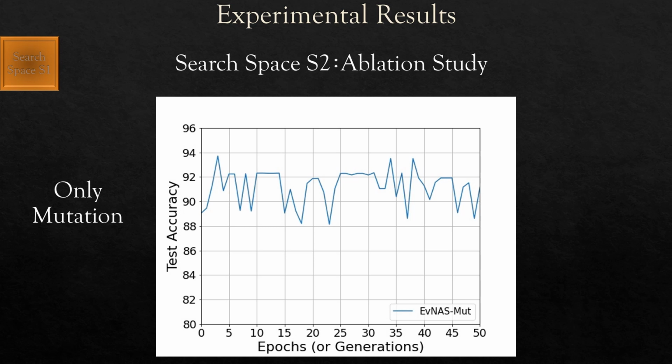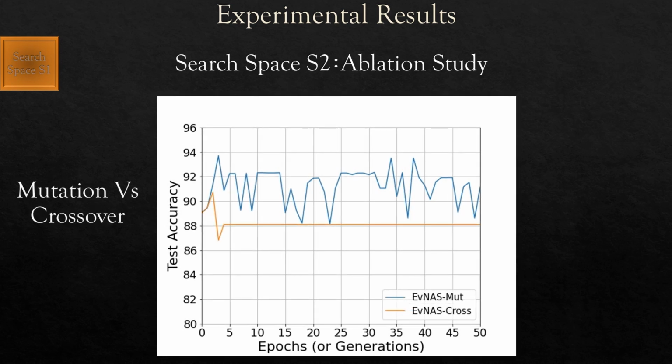Here, the x-axis is the epoch number and the y-axis is the test accuracy of the best architecture in the population. On using crossover operation for the evolution part, our method converges really fast and is prone to getting stuck in the local optimum due to the selection pressure.